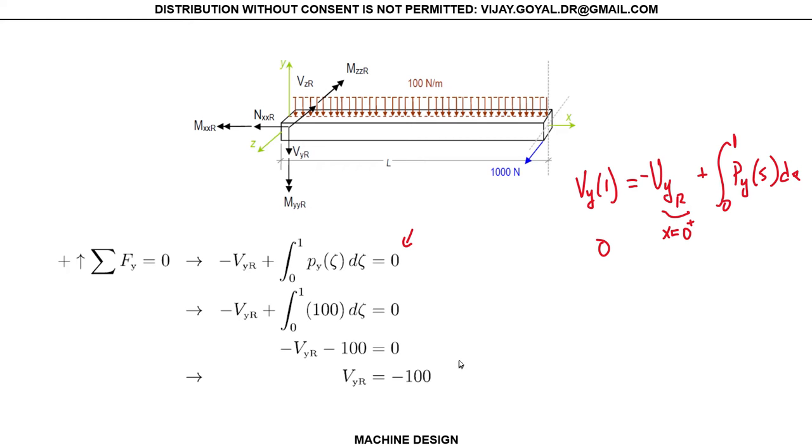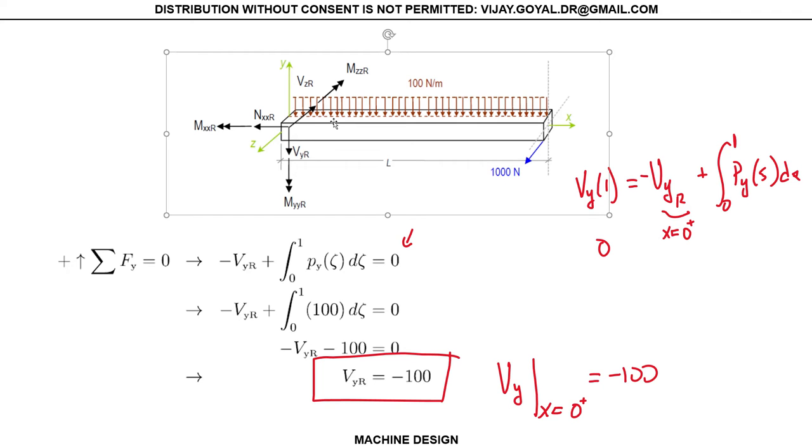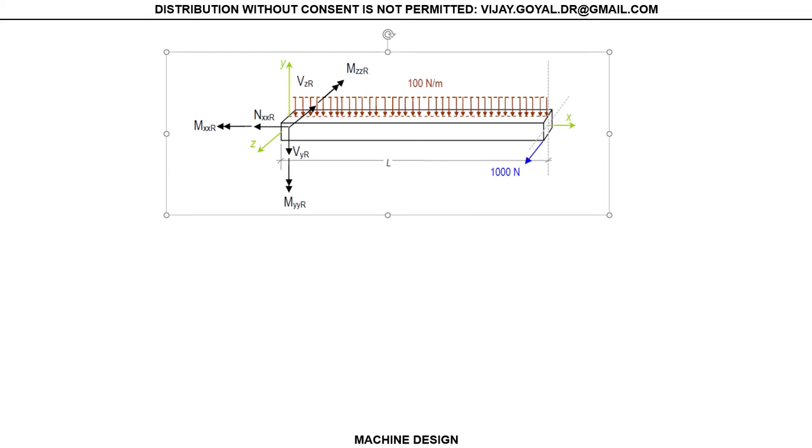So when I do this, I find that Vy R, or Vy at x equal to 0 plus, will be minus 100. Okay? So that's important. So the next thing I want to do is in Bz.